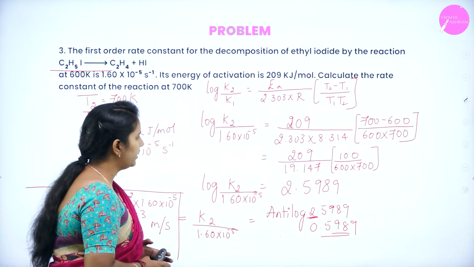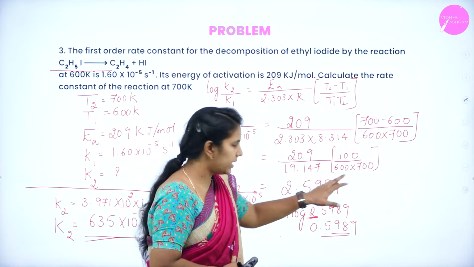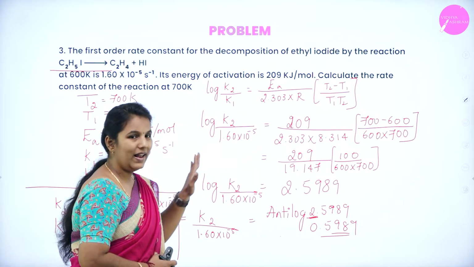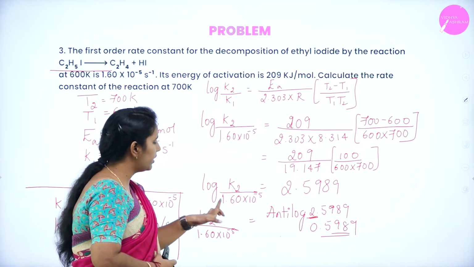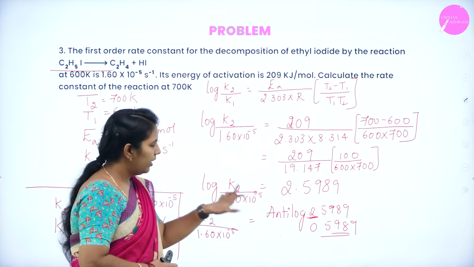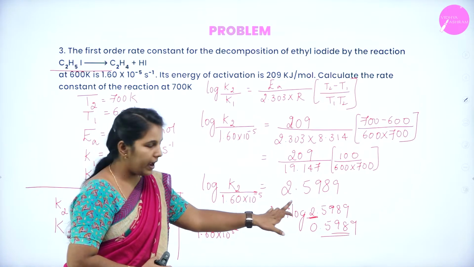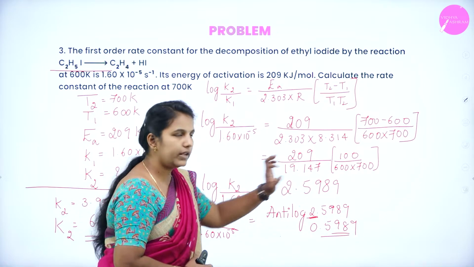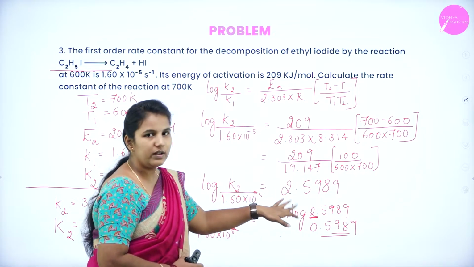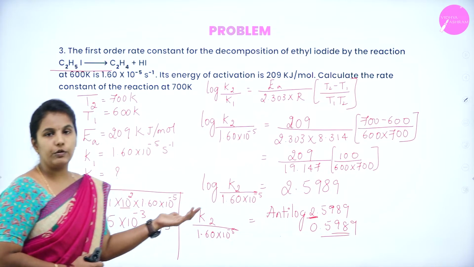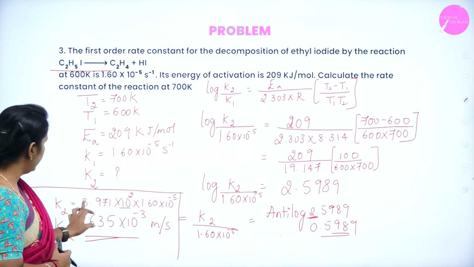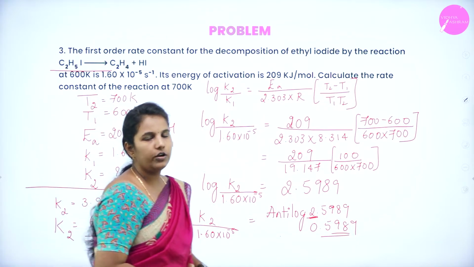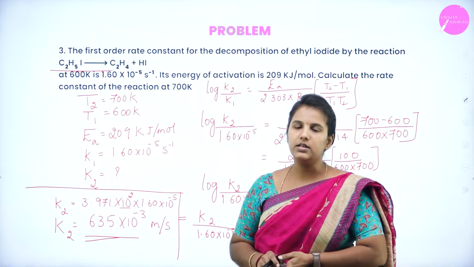So after substituting this, first I have solved all this right hand side. You will get 2.5989. After obtaining this, on the left hand side, we have log of K2 divided by 1.60 into 10 power of minus 5. So I'll take this log outside, it will become an antilog. For this, we need to find the antilog for 0.5989. Why is it so? Because the 2 will become a characteristic, so it will become raised to the power of 2. Okay, that is why I have written 3.791 into 10 power of 2 into 1.60 into 10 power of minus 3, and finally you obtain this answer.